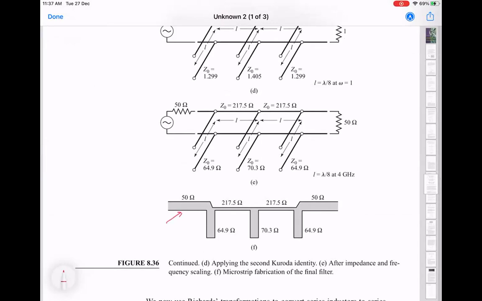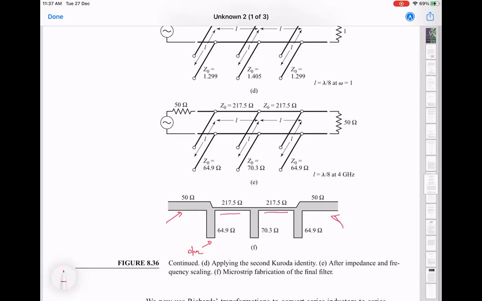So these are your feed lines, 50 ohms coming in, and then the filter starts, right? There is a parallel section. So this is an open end here. So this is representing some capacitance to ground. This is playing the role of a capacitance to ground. Then this is playing the role of the inductor. Again, inductor, capacitor, and capacitor.